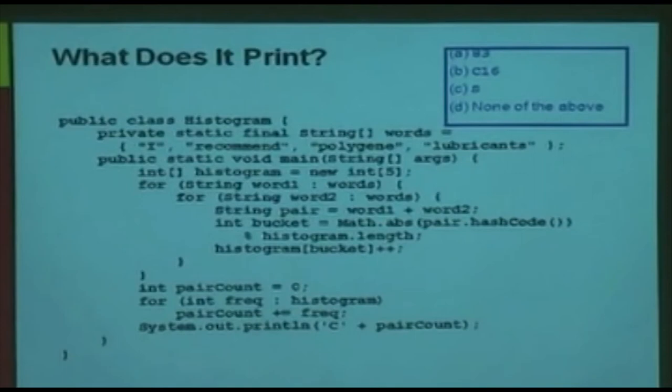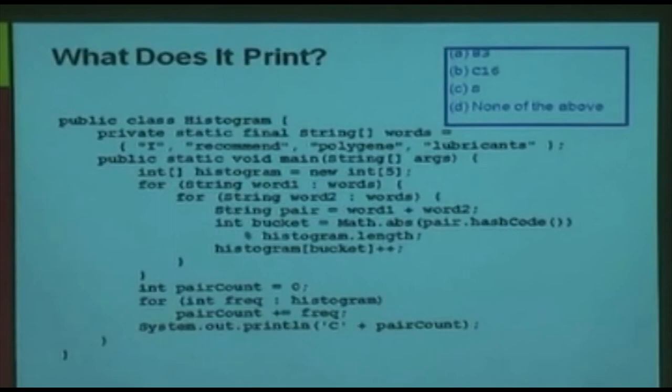So I hear the chattering going down. I guess that means it's time to take votes. So, how many people believe this program actually prints out just the integer 83? Anyone? One vote. All right. How many people believe it prints C16? Two votes. How many people believe it prints the letter S? 9 votes. And how many people go for none of the above? 5 votes. So the winner is S.